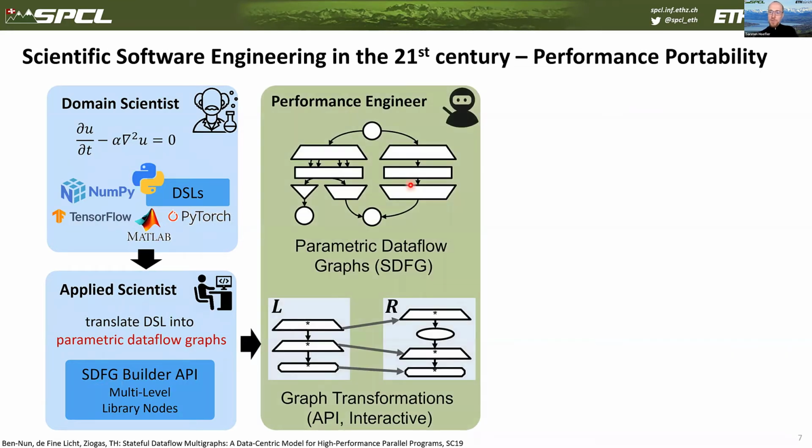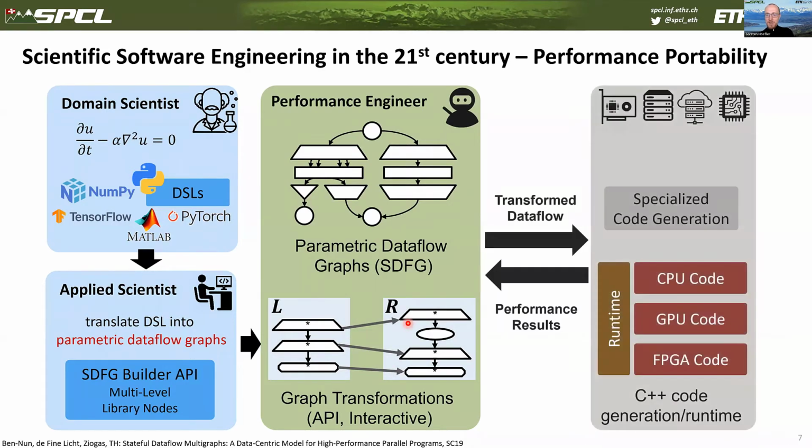So then we have a performance engineer in the game here, which is this little ninja person. The idea is that it's a very capable engineer who can actually work at the details of the code. So this engineer works on this graph, which I'm going to explain in a couple of minutes, and applies transformations to make this graph faster. Furthermore, at the end, we take the graph after it has been transformed and generate code for different target devices, as I mentioned: CPU, GPU, as well as FPGAs.